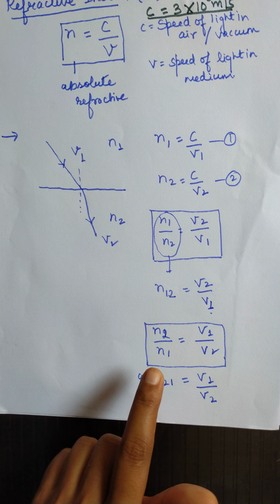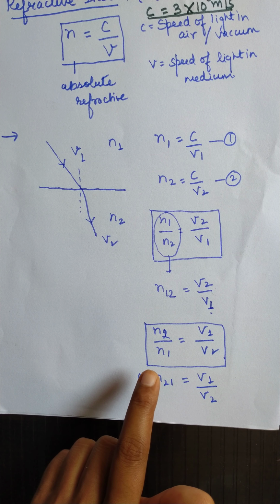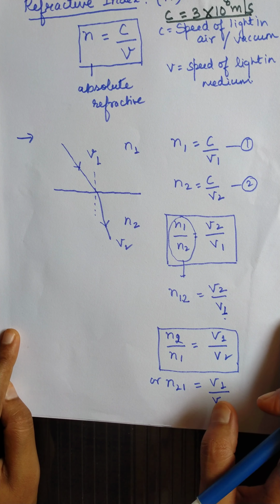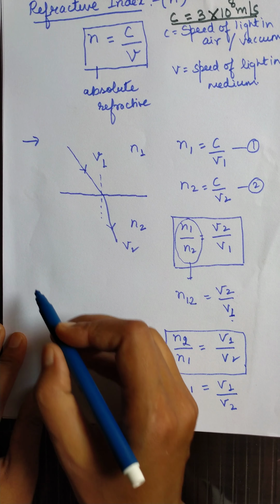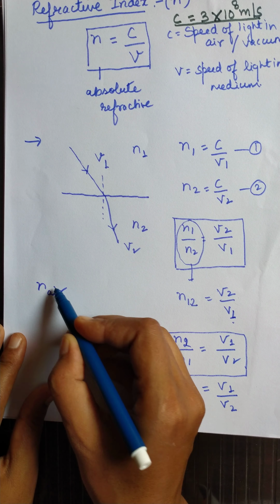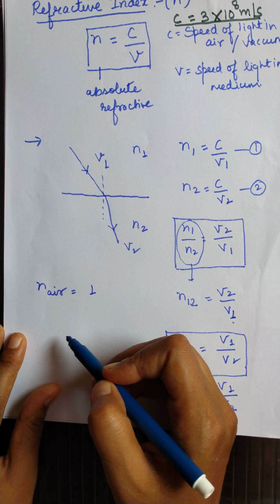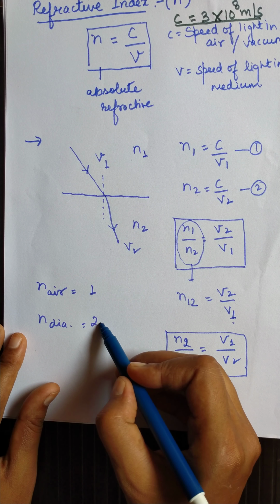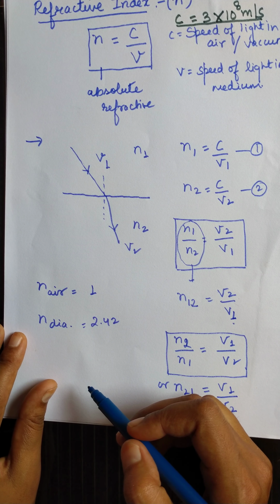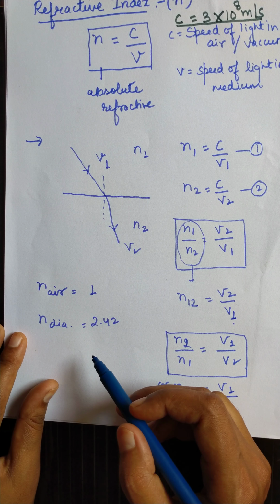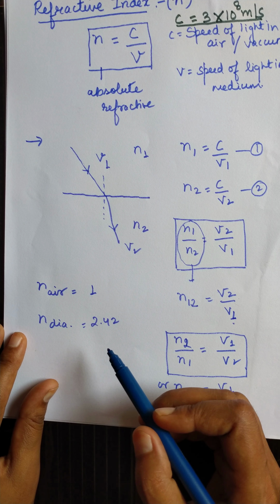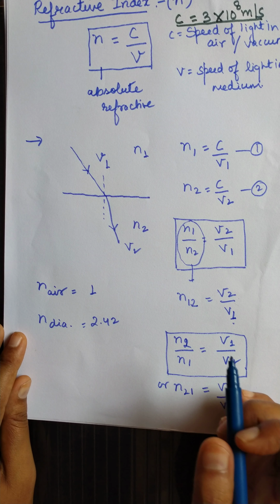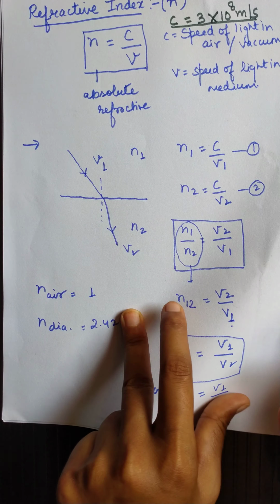Now students, the next thing is about the refractive index values. The refractive index of air is minimum, equal to 1, and the refractive index of diamond is maximum, equal to 2.42. The refractive index of water is 1.33, the refractive index of glass is 1.52, like this.